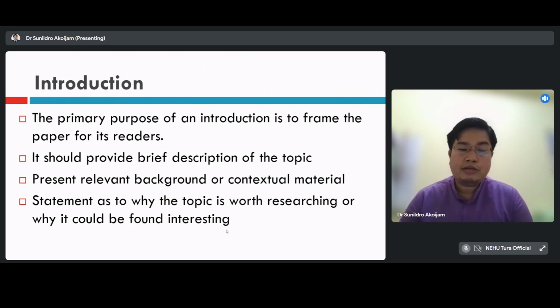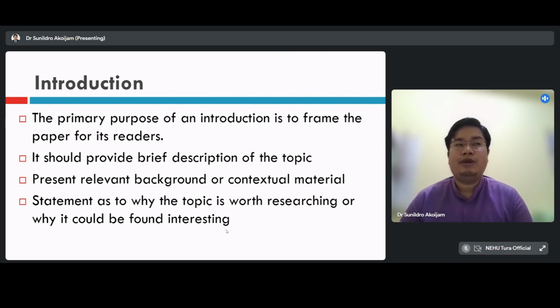So the introduction is not a mere compilation of certain information related to your topic or research area, but rather you should know some of the important things to include while writing a paper. The primary purpose of the introduction is to frame the paper for its readers. It should provide a brief description of the topic, then present relevant background or contextual material, depending upon the type of research.